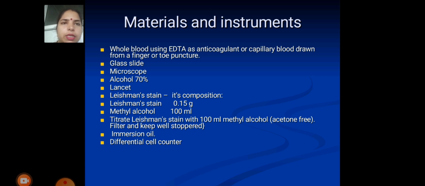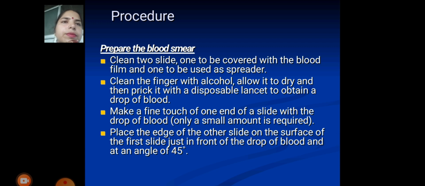Material and instruments: whole blood using EDTA as anticoagulant, or capillary blood drawn from a finger or toe puncture, glass slides, microscope, alcohol 70%, lancets, and Leishman stain. Its composition: Leishman stain 0.15 gram, methyl alcohol 100 ml. Titrate Leishman stain with 100 ml methyl alcohol, acetone free, filter and keep well stoppered. Also immersion oil and a differential cell counter.